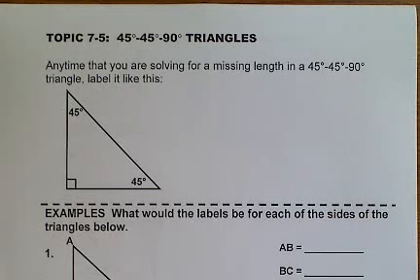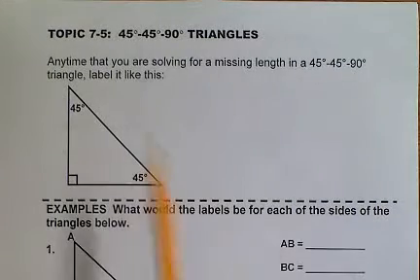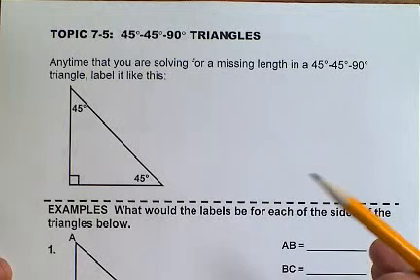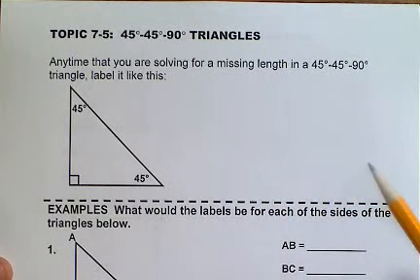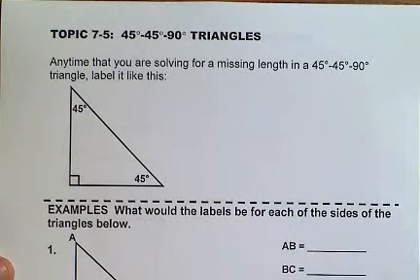Hello class. Today we're going to talk about topic 7-5, which is 45, 45, 90 triangles. These are special triangles that will follow special rules as far as figuring out the sides. Now, we can use the Pythagorean theorem, or we can just follow these simple rules.